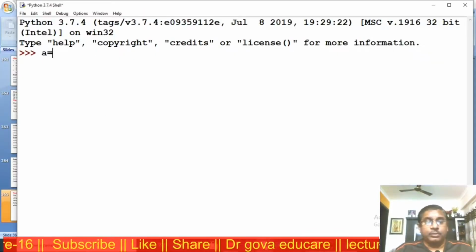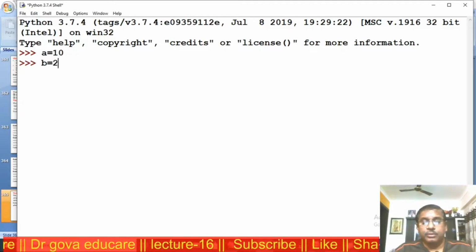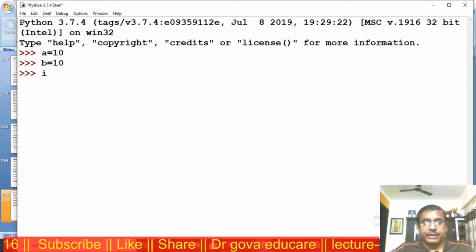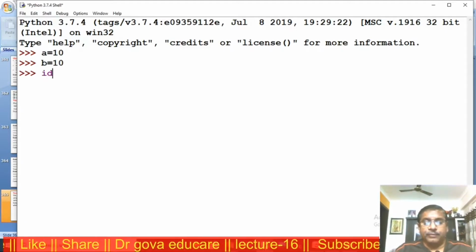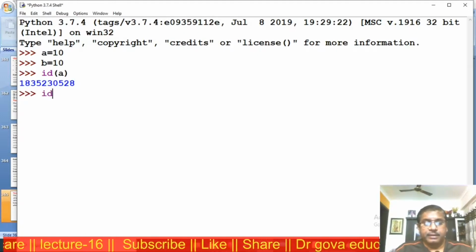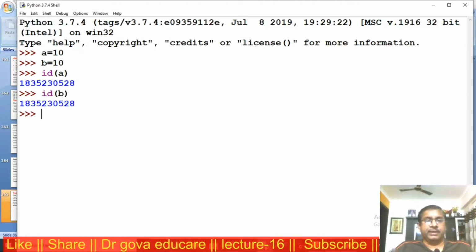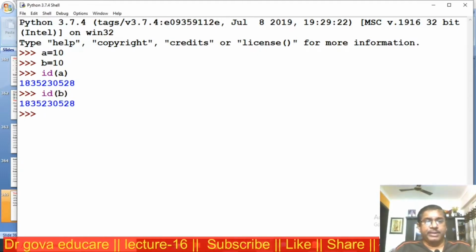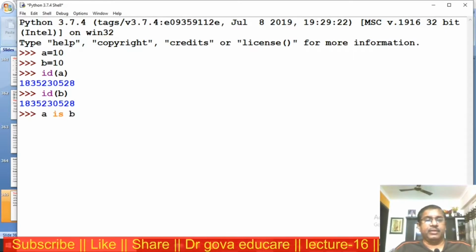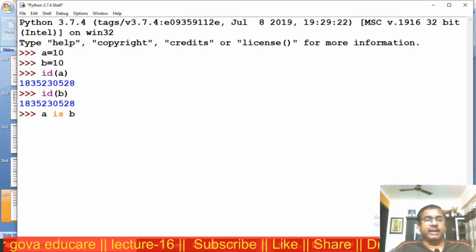A is equal to 10, B is equal to 10. I am finding the id of A. This is the id of A. Then the id of B. Observe, the id of A is the same as the id of B. Suppose A is B. That means the id of A is the same as the id of B. The result is true. That is, A is B returns true.